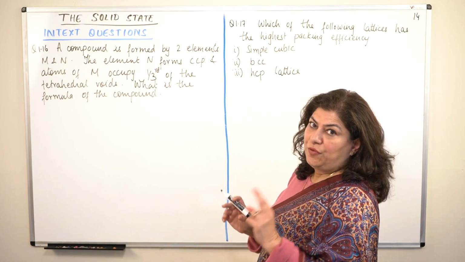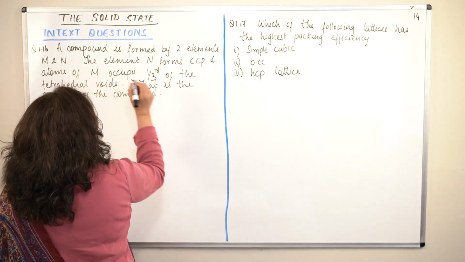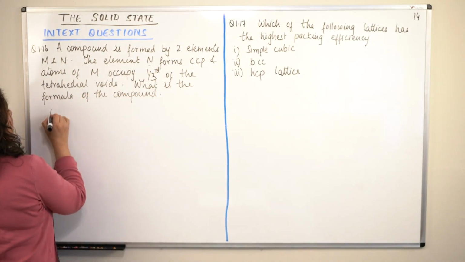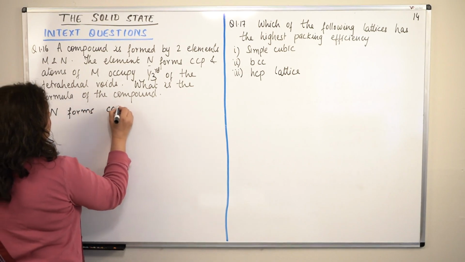So a compound is formed by two elements, M and N. What are the two elements? M and N. The element N forms the CCP lattice. N forms the CCP lattice.